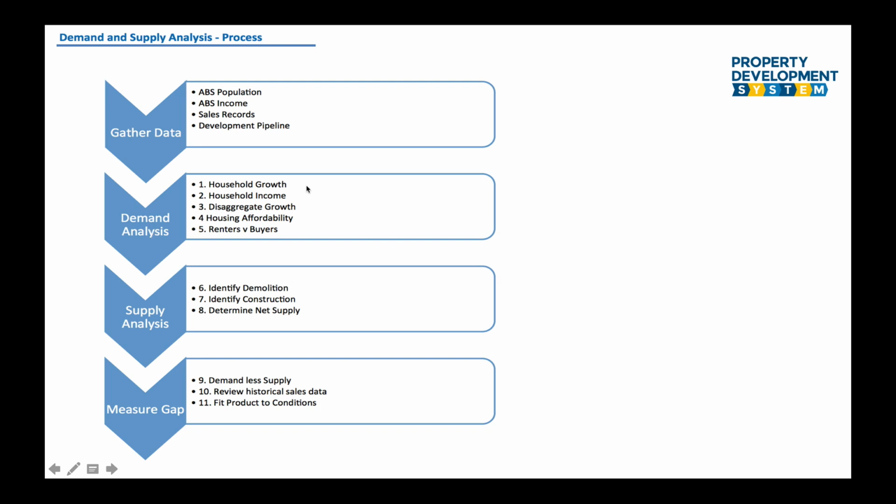What is the number of houses that have grown in that area? Compare that with your population, compare that with your household income. And what will happen is that you will see disaggregate growth. It could be growth in 2-bedroom units, or it could be growth in 3-bedroom units, but you'll have to identify that by looking at the data.